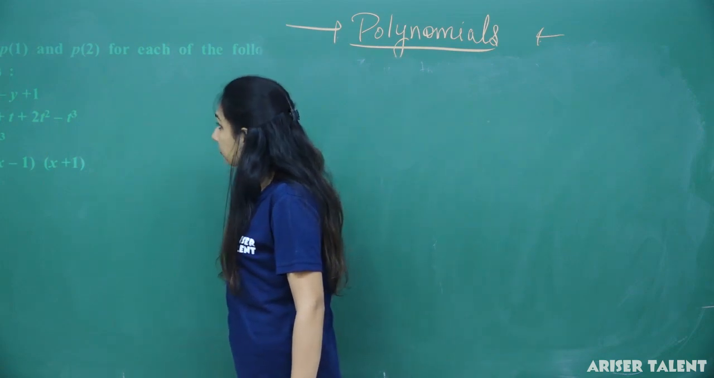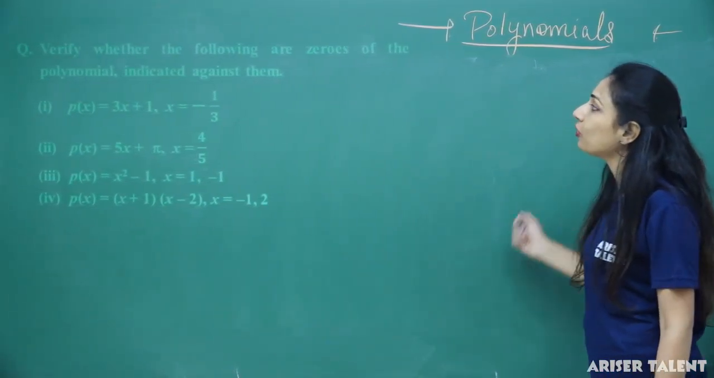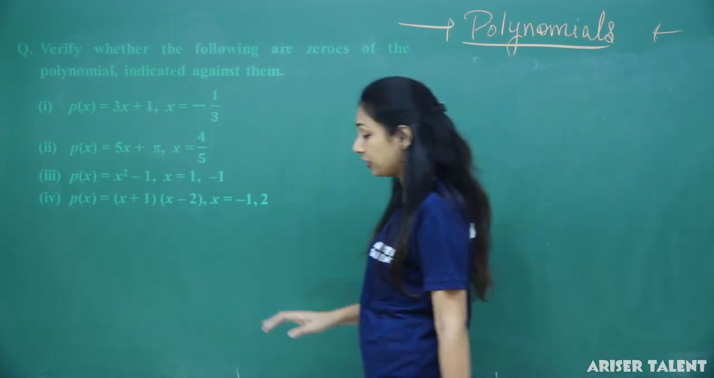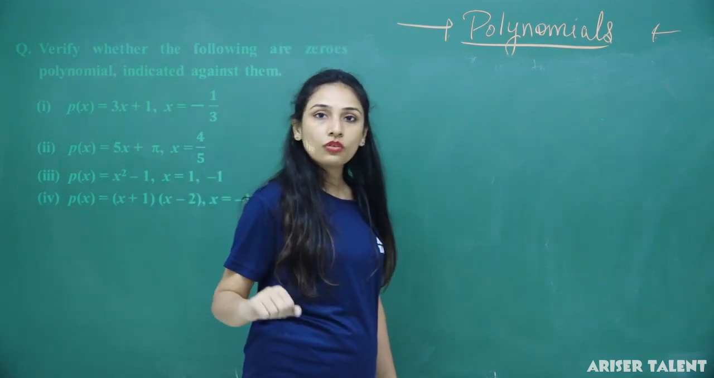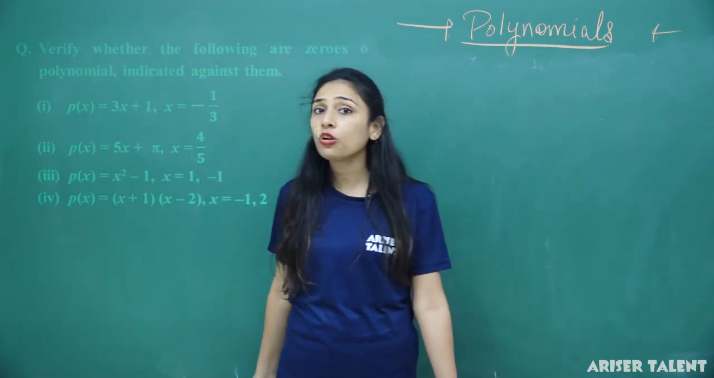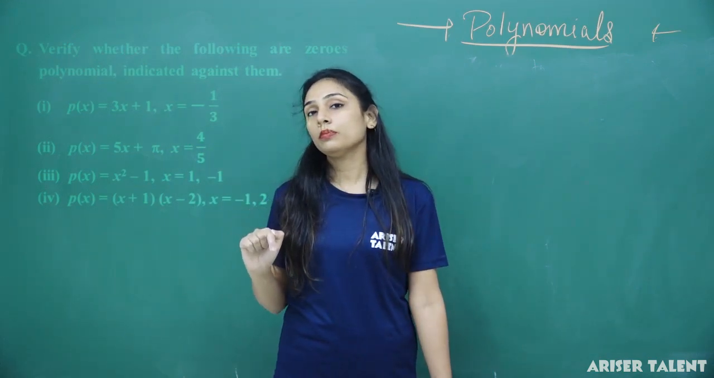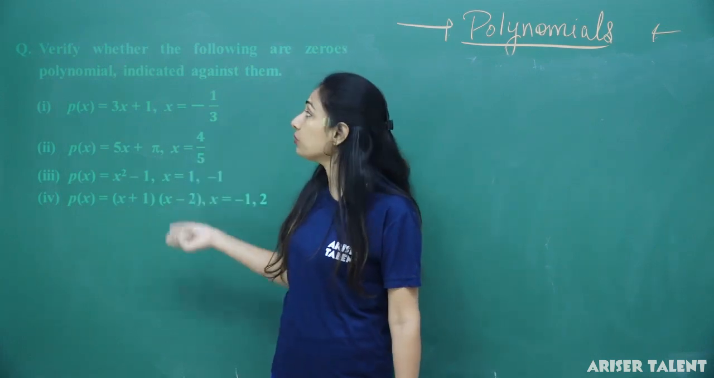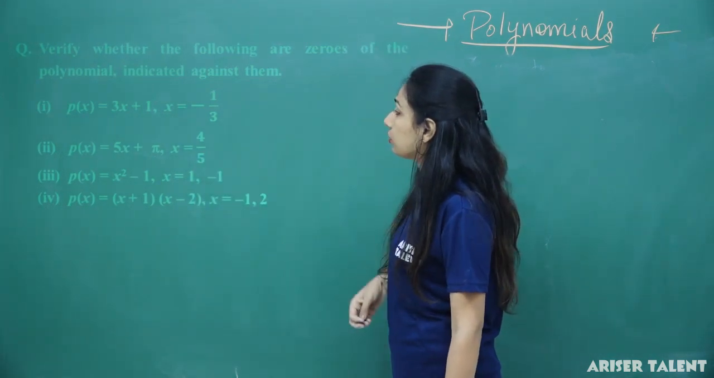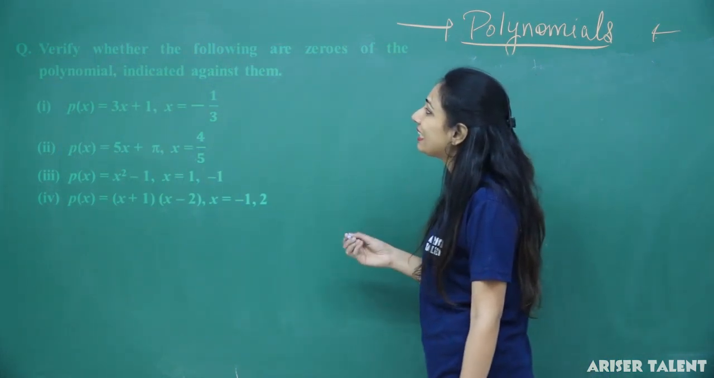Okay. Now verify whether the following are zeros of the polynomial. Now this is an interesting question. Right now we were finding only the values of the polynomial, that is, what is the value of this polynomial. We haven't talked about whether this particular thing is a zero of the polynomial or not. Now it's time to come to that question. Verify whether the following are zeros of the polynomial indicated against them.